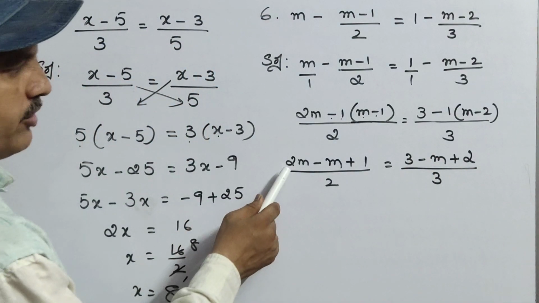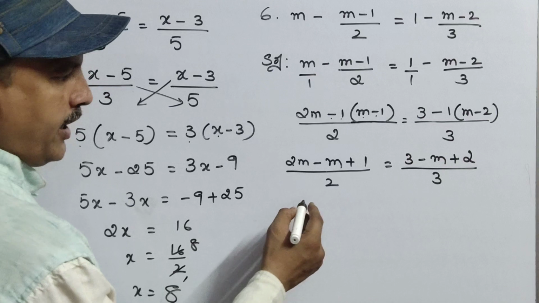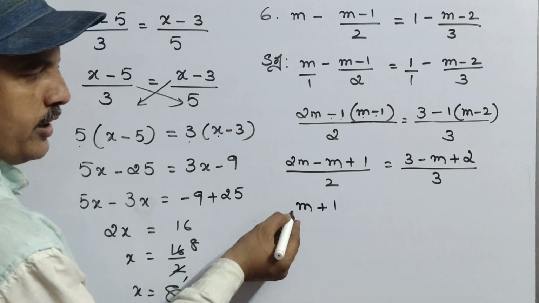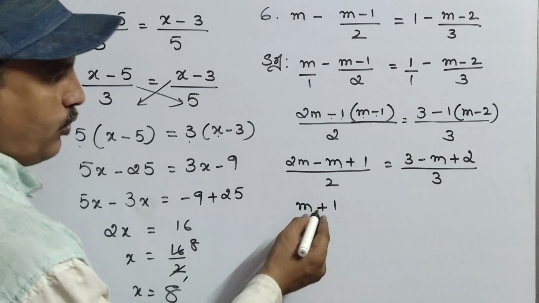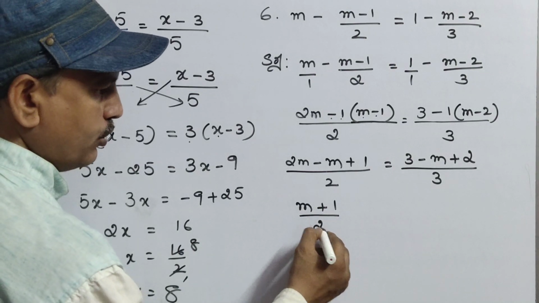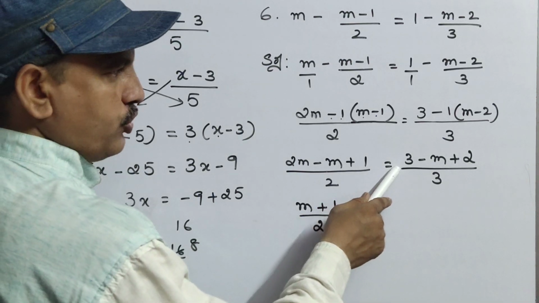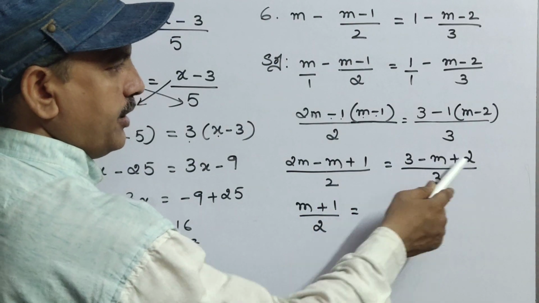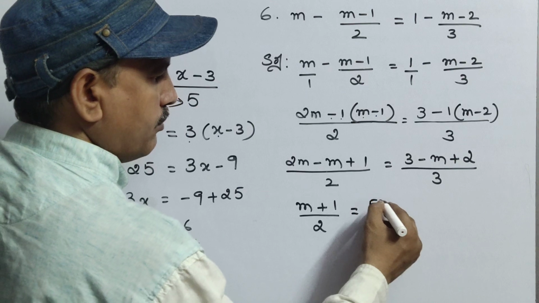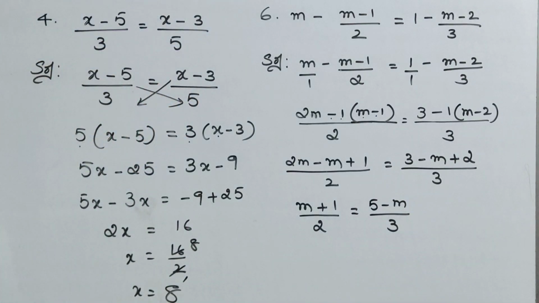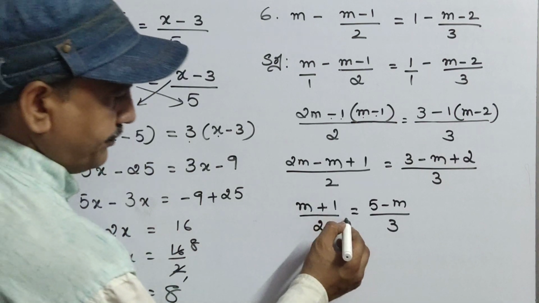Now if you clearly observe here, 2m minus m, that is 1m. So 1m plus 1. So 1 only to write here. So (m plus 1) by 2 equals, now this 3 is positive and plus 2 is also positive. So 3 plus 2 is 5 minus m by 3. Now you can do cross multiplication again.